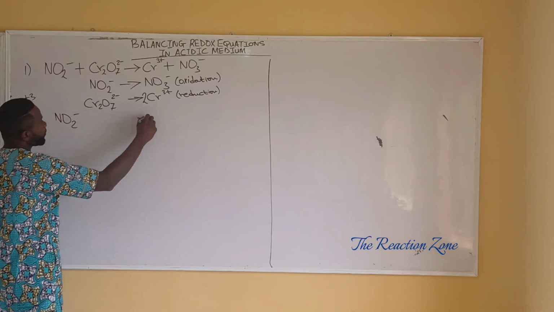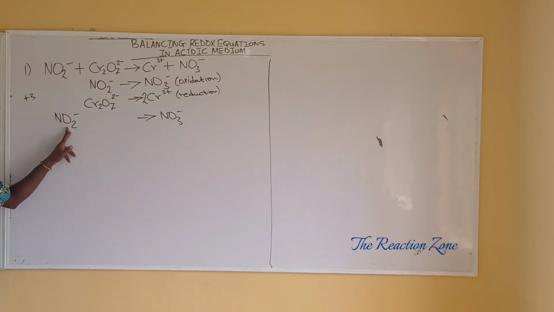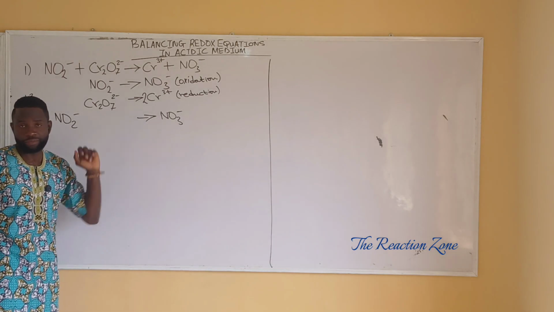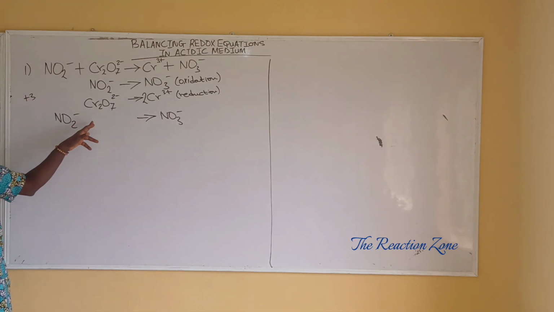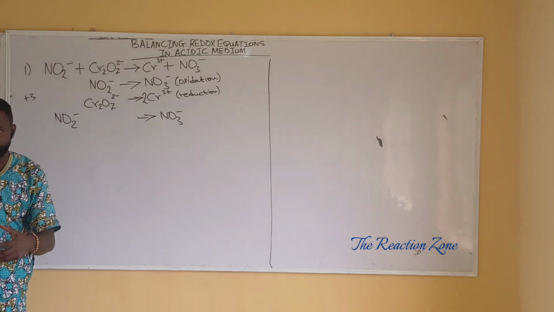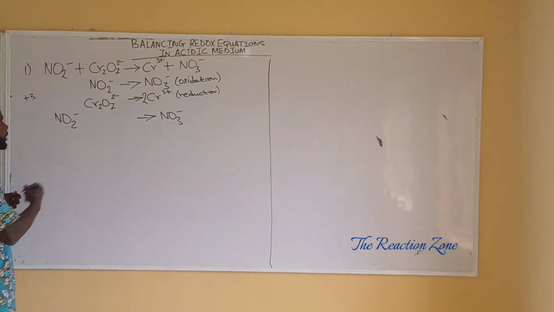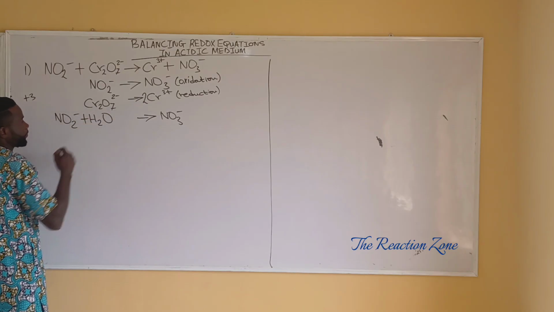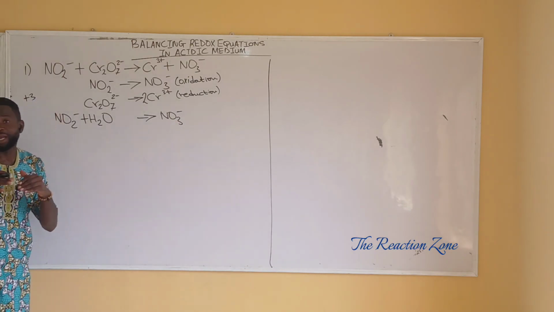So we'll start with the oxidation half equation. This is NO2 minus, and this is NO3 minus. On the left hand side, there are 2 oxygen atoms. On the right hand side, there are 3. What that tells you is that there is a deficiency of 1 oxygen atom on this side. And when you are balancing a redox equation in acidic medium, you will add water molecules to the side that is deficient in oxygen atoms. Now the left hand side here is deficient in oxygen, and the deficiency is 1. So I am going to add 1 molecule of water here, so that the number of oxygen atoms here will be 3. And this is also 3, so oxygen atoms are now balanced.